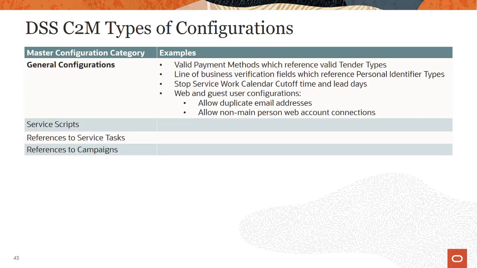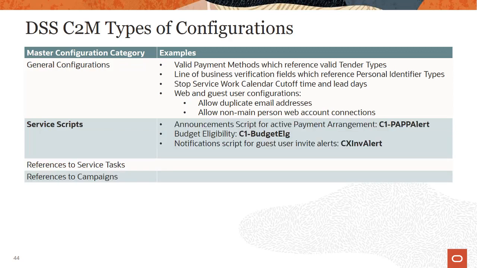Examples of general configurations include valid payment methods, which reference valid tender types, line of business verification fields, which reference personal identifier types, stop service work calendar cutoff time and lead days, and web and guest user configurations, such as the ability to allow duplicate email addresses and non-main person web account connections.